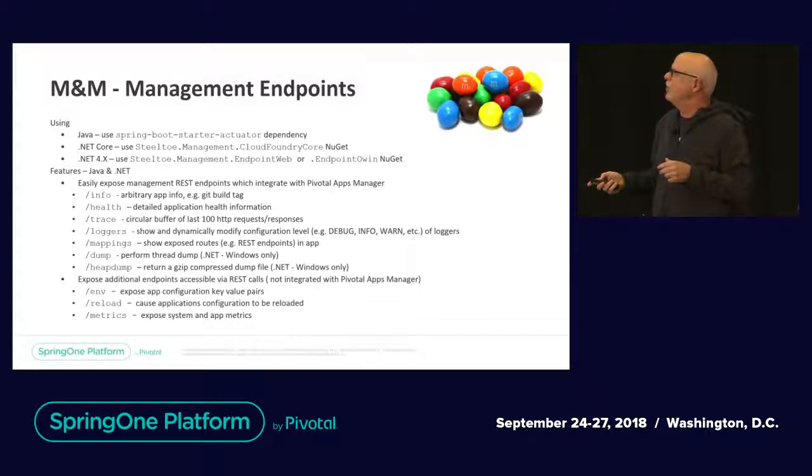In the case of Steeltoe, if you want to do this in a .NET Core application, you add the Cloud Foundry Core NuGet package, or if you're in a 4.x application, a System.Web or OWIN-based app, you drop that in. What do you get? You basically get a set of REST endpoints, this is the list of them right here, that automatically integrate with the Pivotal Apps Manager for Cloud Foundry. So you can look at things, for example, detailed health information.